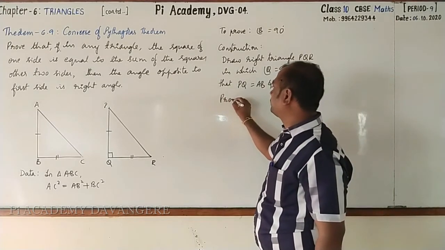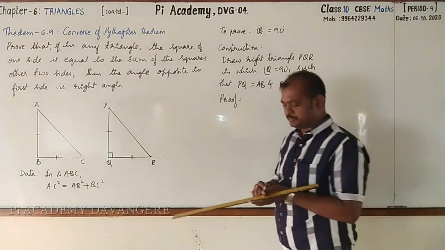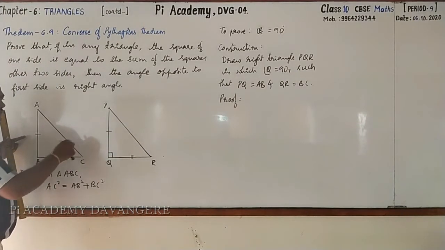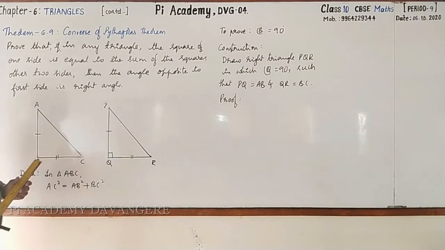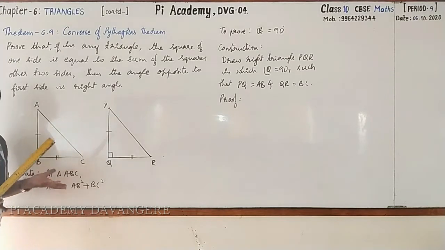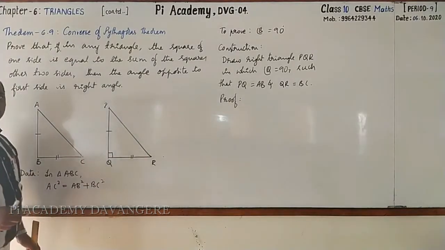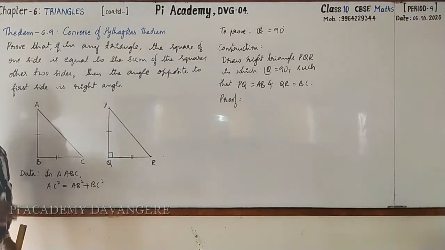Let's go for the proof. Proof is very simple. Now please stop writing. Just keep observing the board. Look here. These are the two triangles in which one pair of corresponding sides are equal. If another pair are also equal, then what do you say about these two triangles? They are congruent. But do we know AC equal to PR? No. So first we have to prove AC equal to PR.